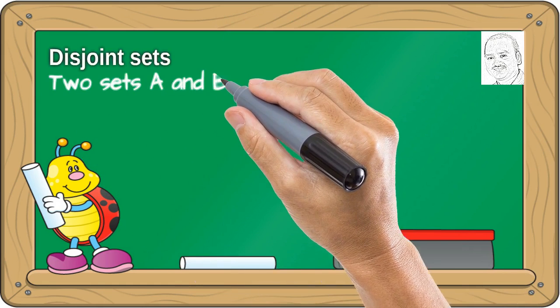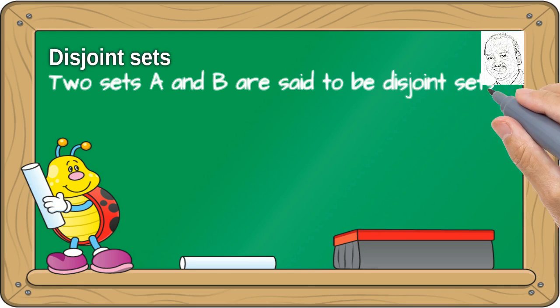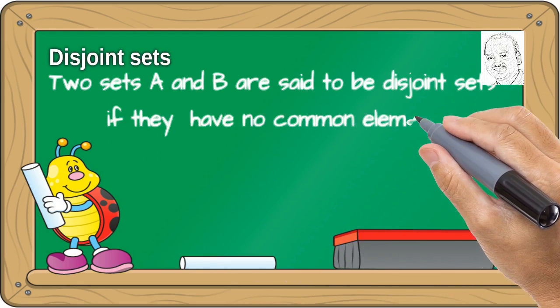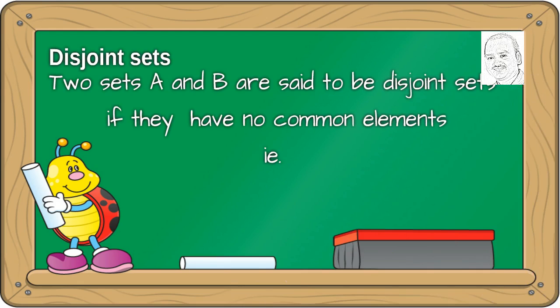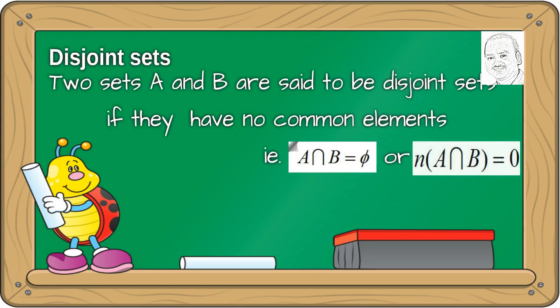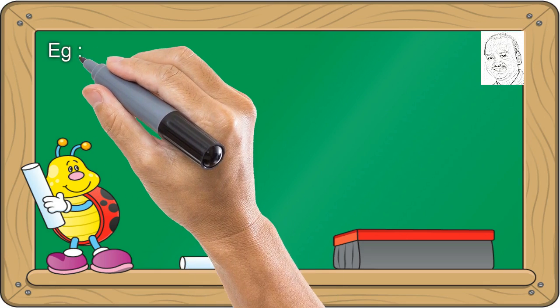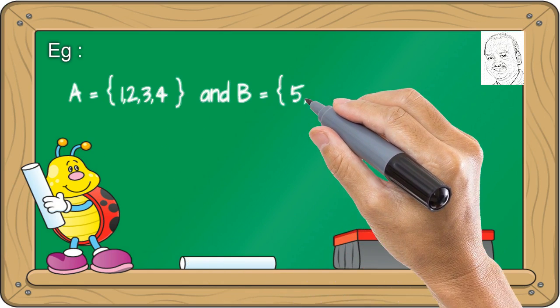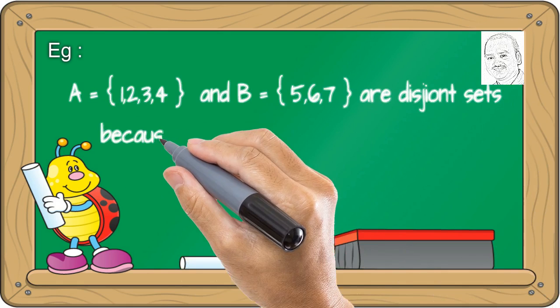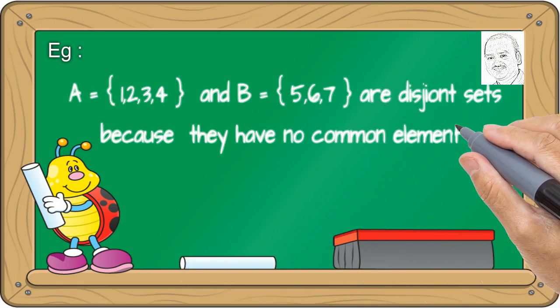Disjoint sets. Two sets A and B are said to be disjoint sets if they have no common elements. That is, A intersection B is equal to phi, or n of A intersection B is equal to 0. This means there are no common elements in A and B. Then A and B are said to be disjoint sets. For example, A is equal to {1, 2, 3, 4} and B is equal to {5, 6, 7} are disjoint sets because they have no common elements.